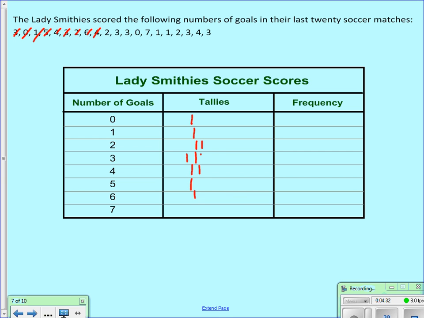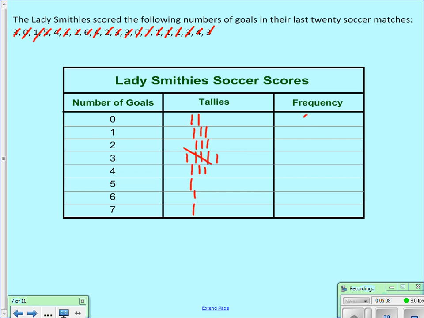2, 3, another 3, 0, there's 7, a 1, actually 2 1s, 2, another 3, makes 5, I'm going to go across it, 4, and another 3. So there is my data and tallies. I got it in the graph, and I can count it up.